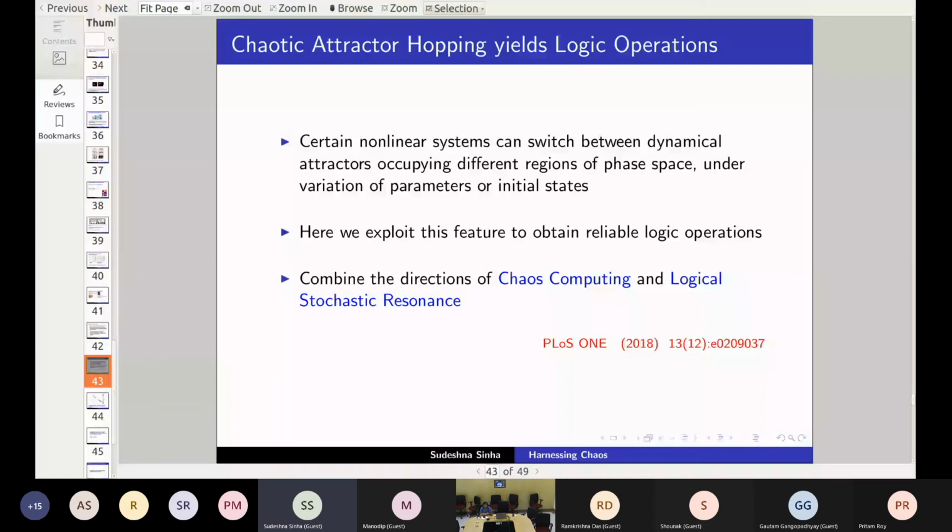So now I want to see, can I extend the idea to marry these two concepts? So there will be chaos now as a chaotic attractor, but chaotic attractors sitting in different parts of phase space. Now this some of us know and like a lot, because we have seen in many situations that dynamical systems switch between these different, very complicated chaotic attractors sitting in different parts of phase space. And now we want to combine these features and get reliable logic operations by chaotic attractor hopping.